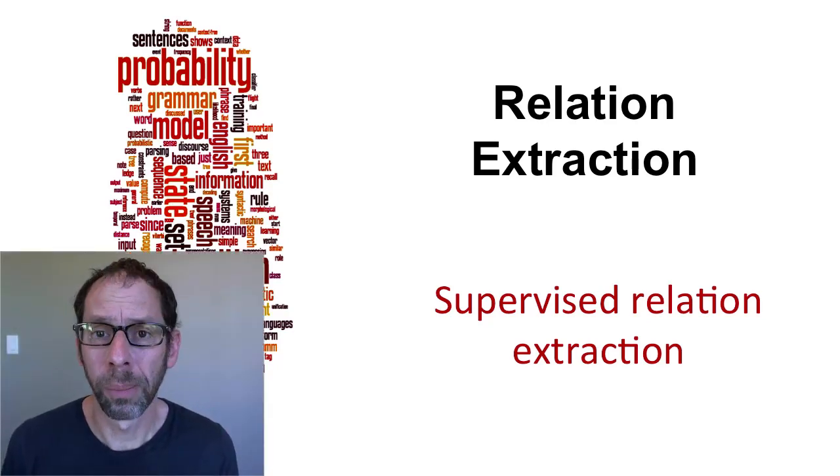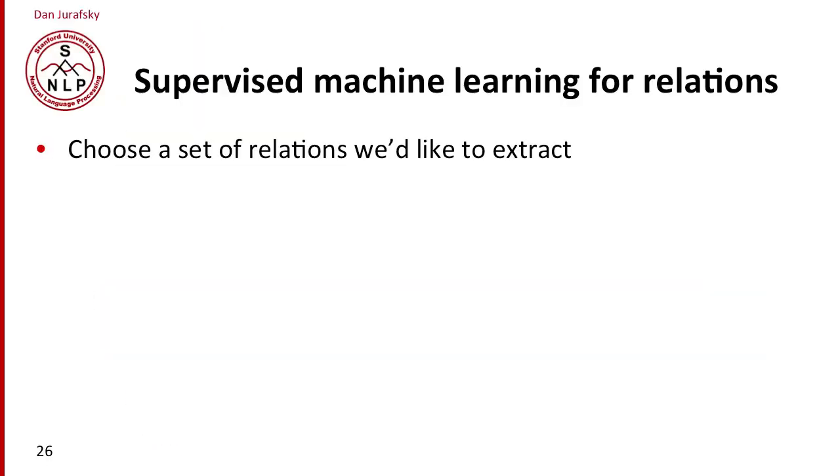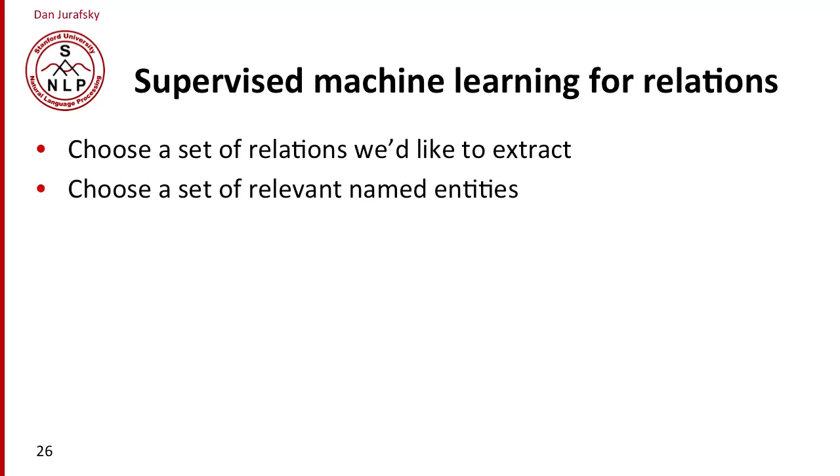Supervised machine learning is an important way to do relation extraction. The algorithm works as follows. We choose some set of relations we'd like to extract. We choose some set of entities we'd like to extract the relationship in between. And it presumes we have some named entity tagger that can tag those entities.